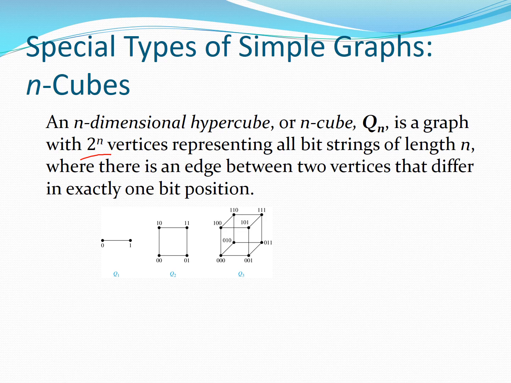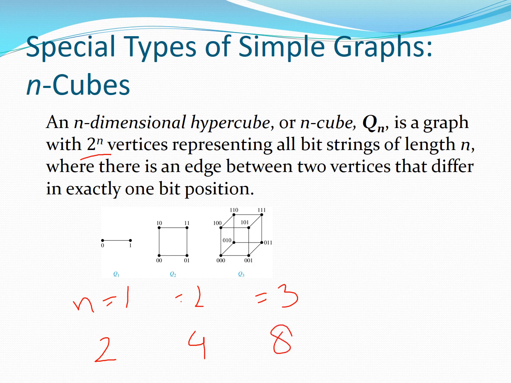So here we have an example with n equals 1, n equals 2, and n equals 3. When n equals 1, 2 to the 1 is basically 2, so you have two vertices. When n is equal to 2, your total number of vertices is going to be 2 to the 2, so that's going to be 4 vertices. And when n is equal to 3, you'll have 2 to the 3 vertices, that is going to be 8 vertices.